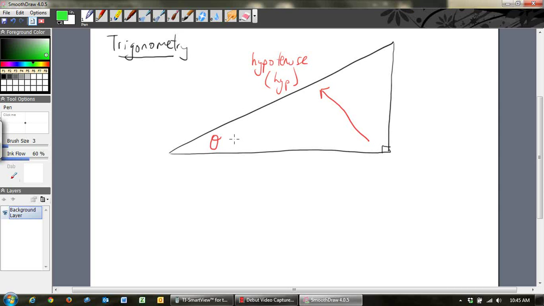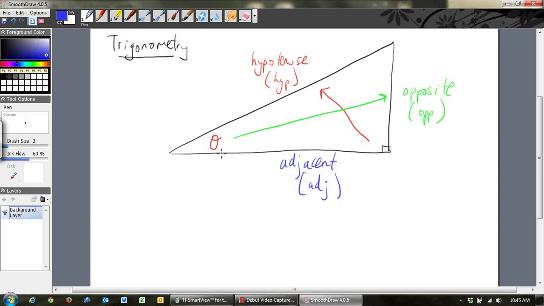Also, we have a different side opposite the angle that we're talking about. So if we're talking about this angle here, then the side that's opposite that angle we call, funnily enough, opposite, OPP for short. Opposite the angle that we're talking about, theta. The one that's left over we call the adjacent, and adjacent means next to, adj for short. Adjacent to that side.